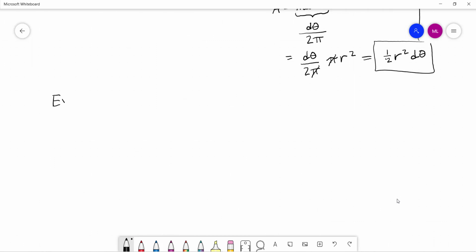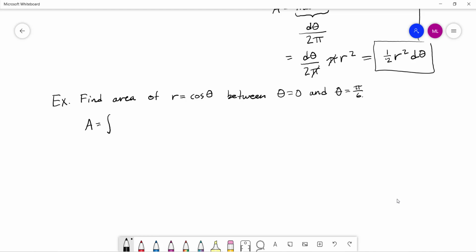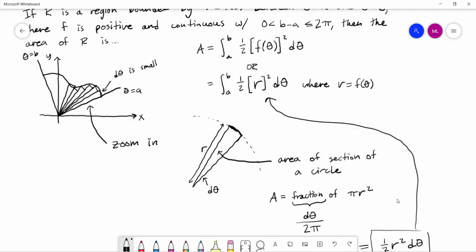So as an example, let's find the area of a particular region. Let's say I want to find the area of r equals cosine of theta between theta equals 0 and theta equals pi over 6. So for us, our area, which in general is going to be from some a to some b of 1/2 r squared d theta, that is our formula right here.